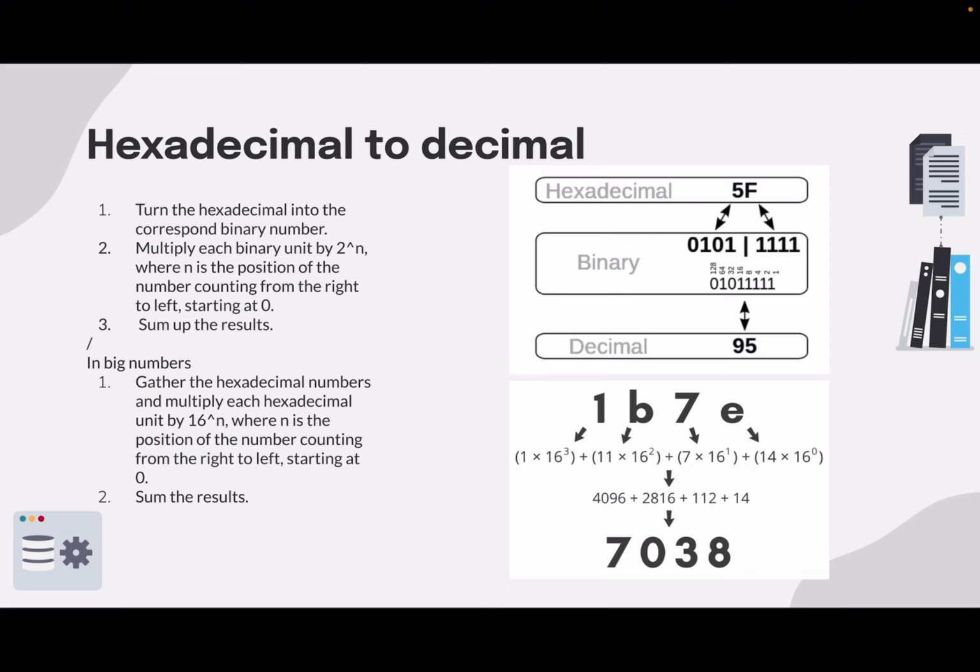For example, the hexadecimal number 1B7E, you turn it into decimal by first grabbing the rightmost digit, which is E, and then multiplying by 16^n. E is 14, so here you multiply 14 by 16^0 as you start at 0. Then 7, you multiply 7 by 16^1, and so on. After that, you add all the results and you get your corresponding decimal number, which in this case is 7038.